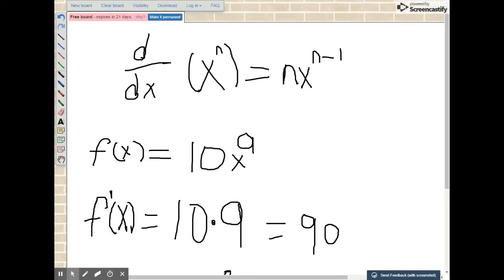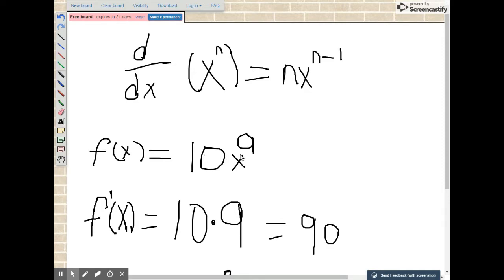Today I'm going to teach you guys how to take the derivative, and I'm going to first show you an example of how to take the derivative using the power rule. And right here is the formula for the power rule. You have to multiply the coefficient with the exponent, and then you subtract 1 from the exponent.